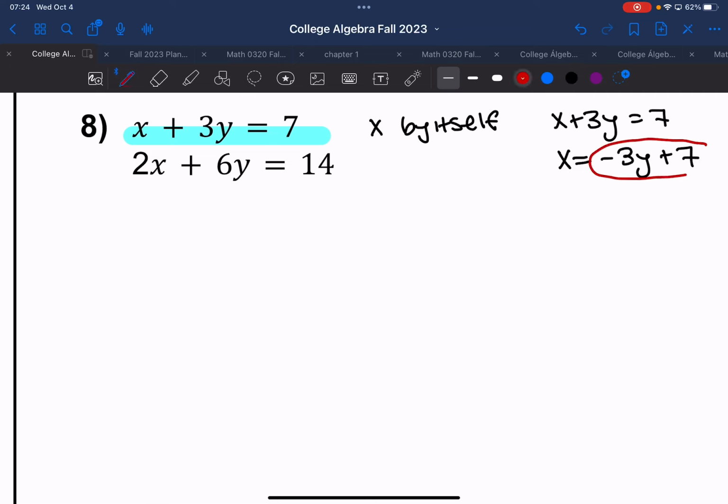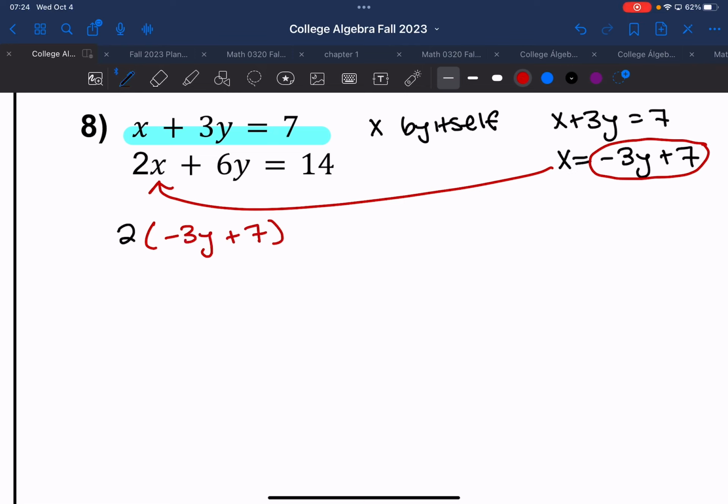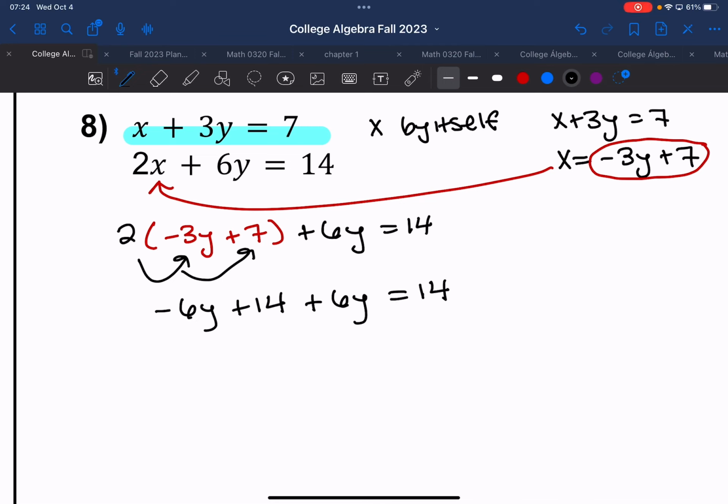Where are we going to plug in that negative 3y plus 7? Bottom equation for what variable? X. So I have 2 times negative 3y plus 7, because that's my x value, plus 6y equals 14. So that means my first step here is to do what? Distribute. So I'll get negative 6y plus 14 plus 6y equals 14.